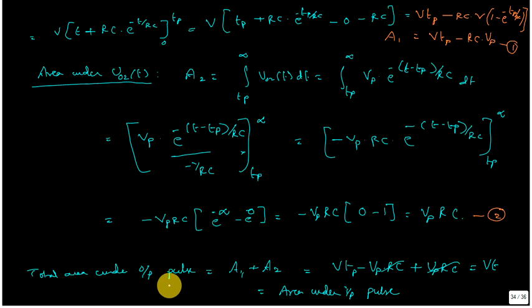Total area under the output pulse is A1 plus A2. So V Tp minus Vp into RC plus Vp into RC is equal to V Tp. So this is exactly equal to the area under the input pulse. One important thing you must remember while doing this is that V into 1 minus e power minus Tp by RC, this whole term can be replaced with Vp. Replacing with Vp, that's all.